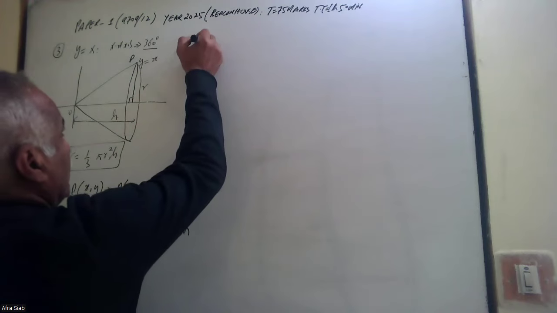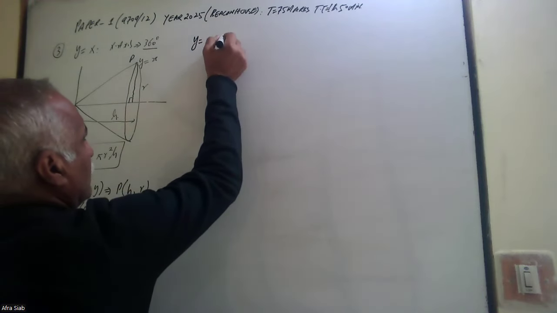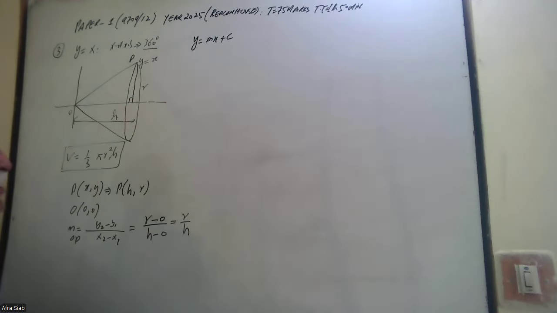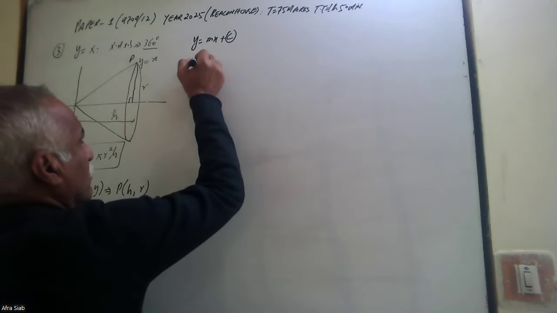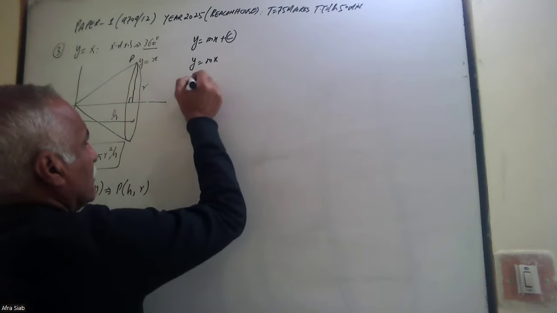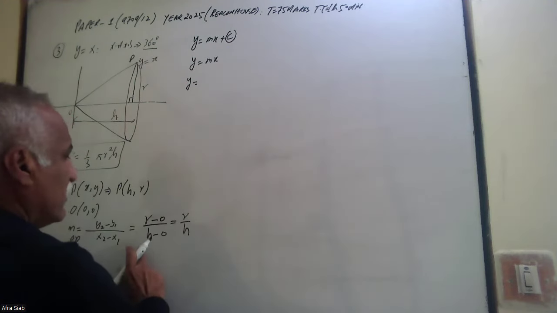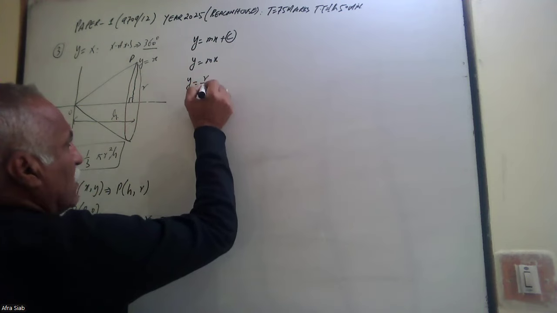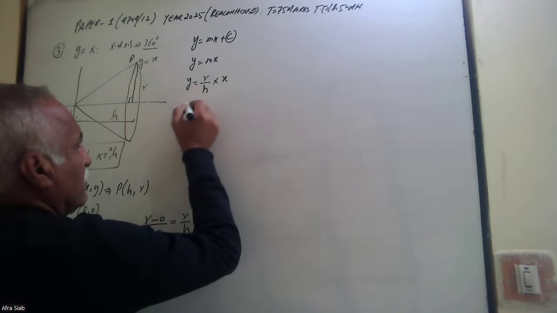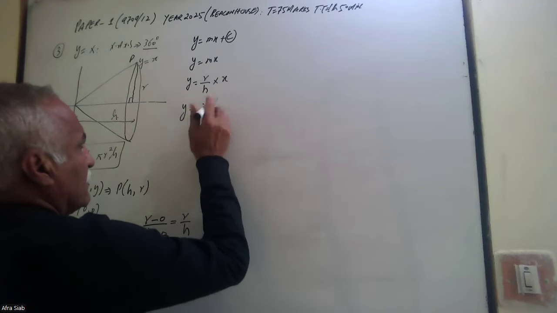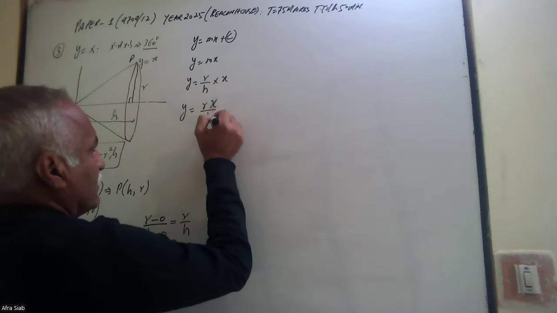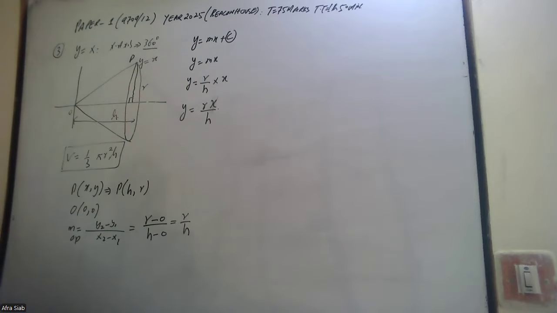And now we know that the equation of the line is y is equal to mx plus c. Since this is passing through the origin, the c value will be equal to 0. So y is equal to mx. We have calculated m equal to r over h, so y is equal to r over h into x, or y is equal to r x over h. This is the equation of y.